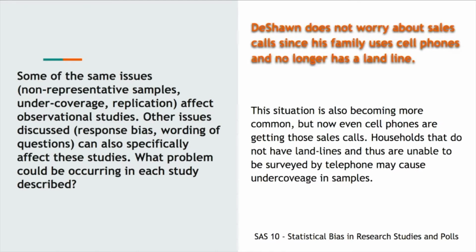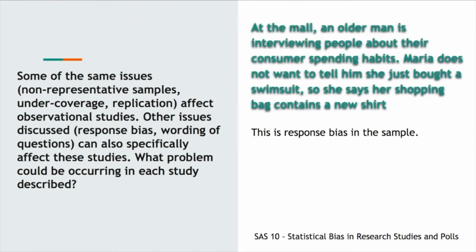Deshaun does not worry about the sales call since his family uses cell phones and no longer has a landline. Now, this situation is all becoming more common, but now even cell phones are getting those sales calls too. Households that don't have landlines, and thus are unable to be surveyed by telephone companies or telephone survey companies, may cause undercoverage in samples.